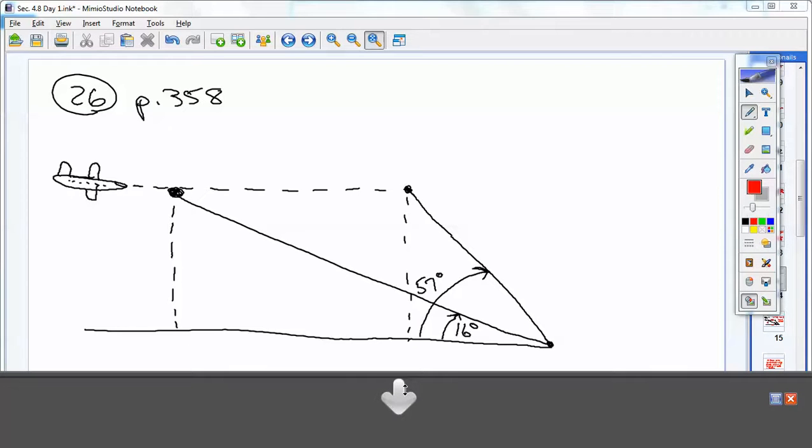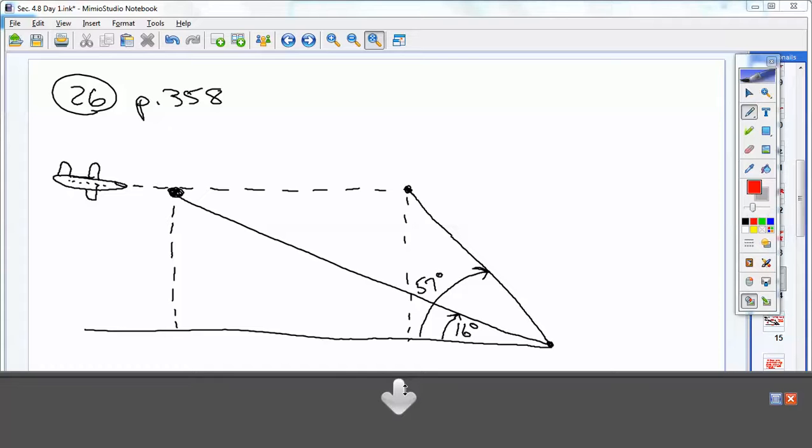So this says that you've got this airplane going along. On number 26, you observe a plane approaching, so you're down here on the bottom right, and you assume, you're watching this plane, and for some reason you're able to assume that it's going 550 miles per hour. It looks like the angle of elevation is 16, and 1 minute later it's 57 degrees.